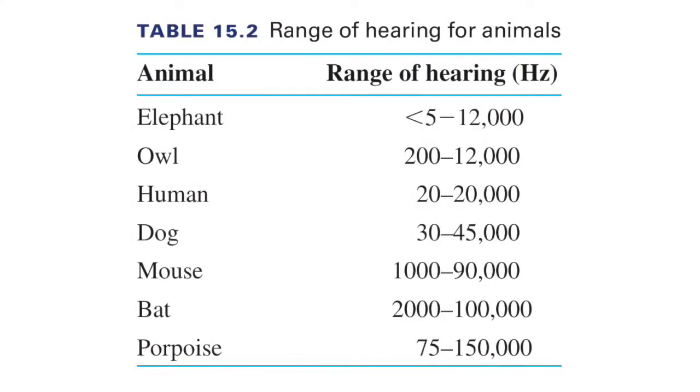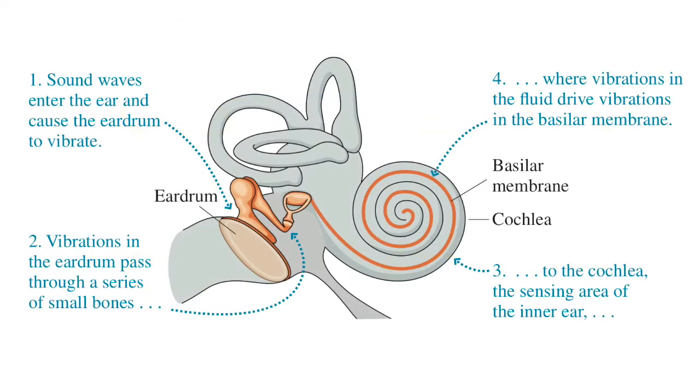In the book, there's a table that shows the range of hearing of different animals. And as you might suspect, big animals tend to be sensitive to lower frequencies. Smaller animals tend to be sensitive to higher frequencies. And that's a function of the size of the structures that detect the sound waves.